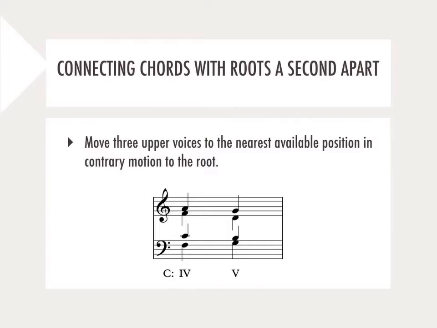When connecting chords with roots a second apart, the upper three voices move to the nearest available position in contrary motion to the bass. Look at the example. The bass goes up. So, all of the three voices will go down. The C will go down to B, the F down to D, and the A down to G.